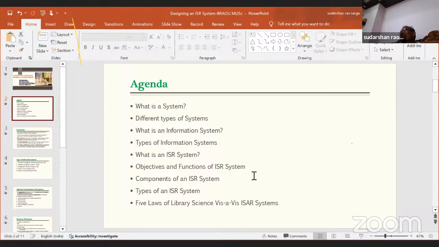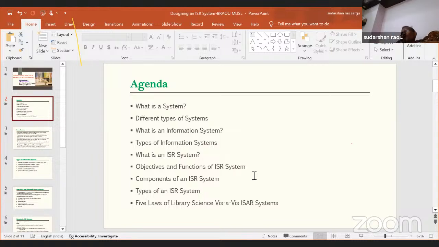What is the name? Information storage and retrieval. The information storage is there, information retrieval. There are two important components. For that, you have to do the collection building, information resource building. Then, of course, you have to create a database of that.